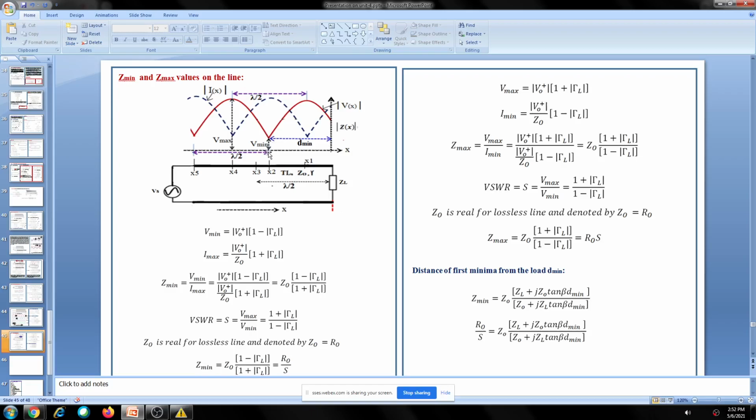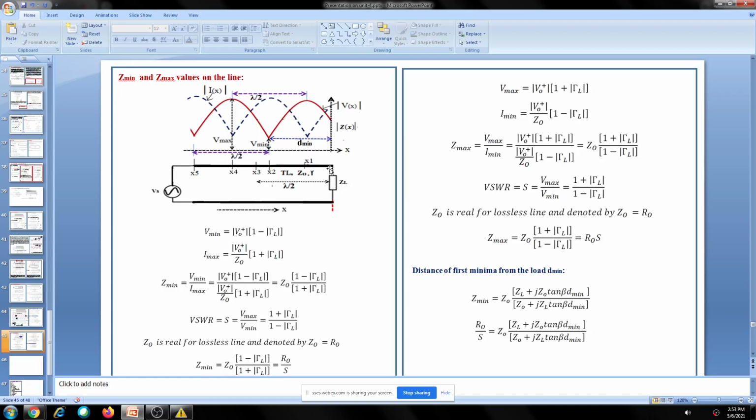Then what is the impedance here? If this minima coincides with 0 voltage, then Z minimum equal to 0. But it is above that. Then what is the value of this minimum impedance? Similarly, what is the maximum value? I told, minimum impedance occurs wherever voltage is minimum. Maximum impedance occurs wherever voltage maxima is there.